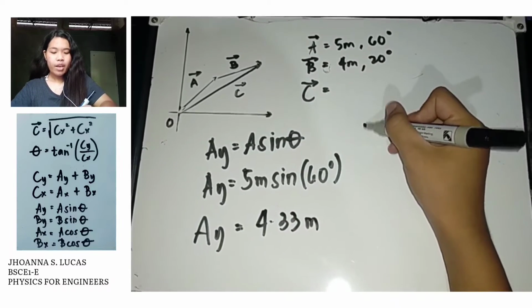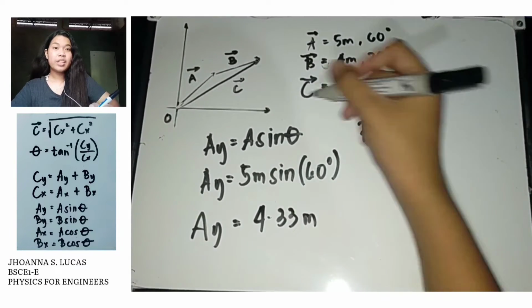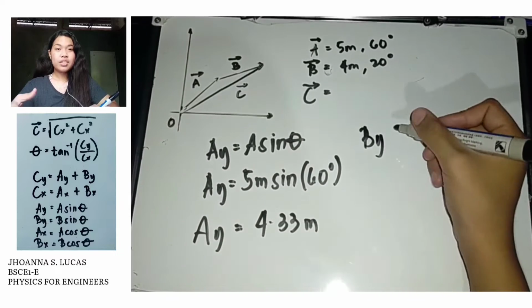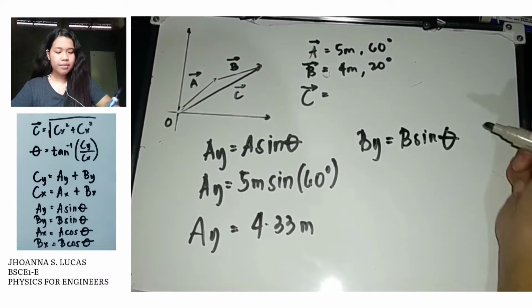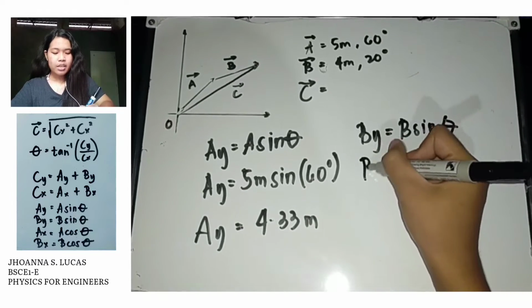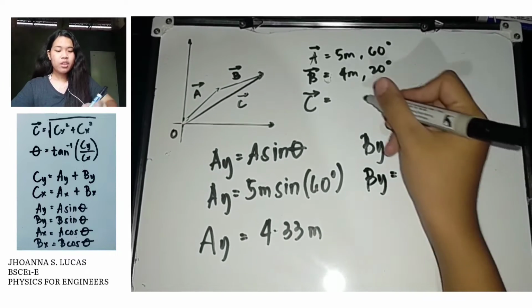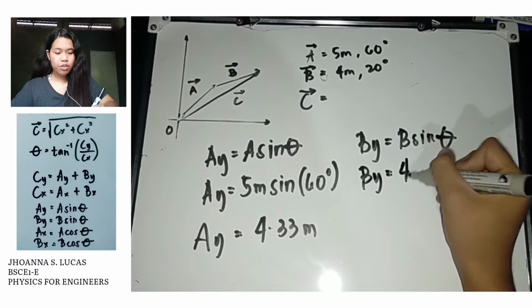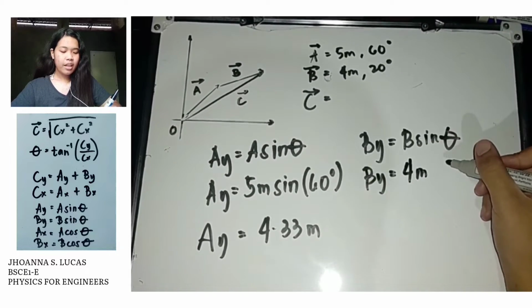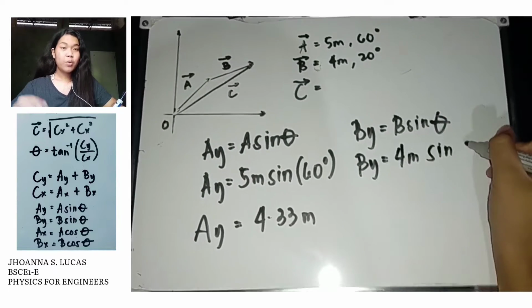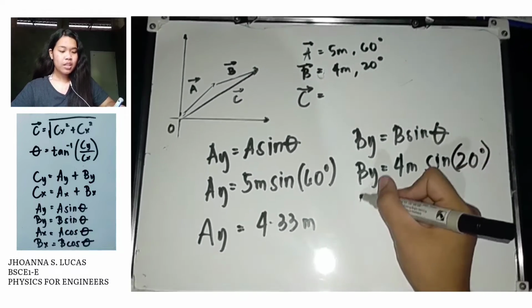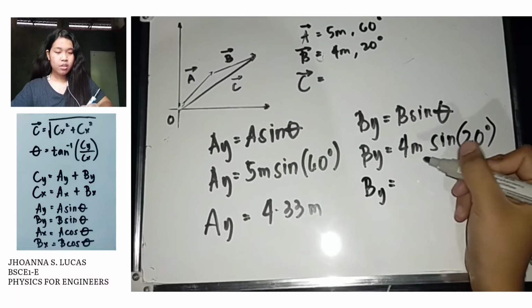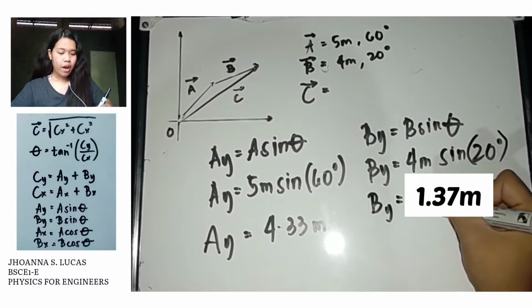And for our By, since it is also on the y-axis, we will use sine. So B times sine theta. So By is equal to B, which is 4 meters, times sine of our angle, 20 degrees. 4 meters times sine 20 degrees is equal to 1.37 meters.